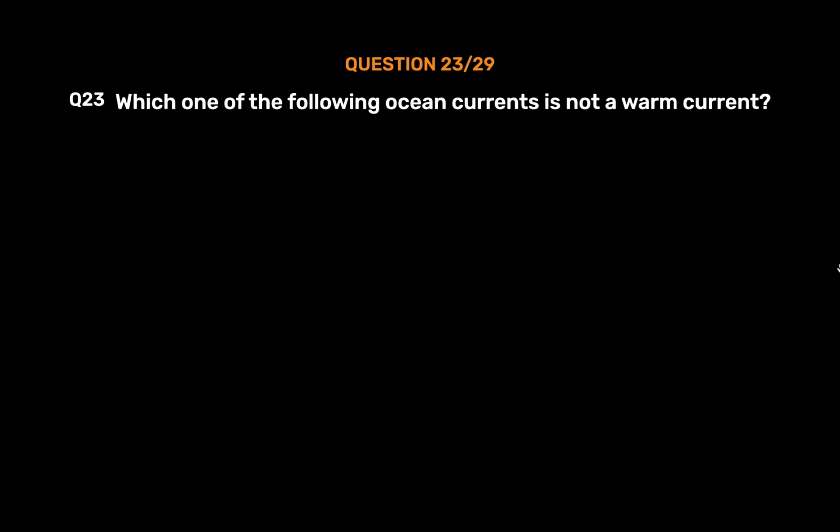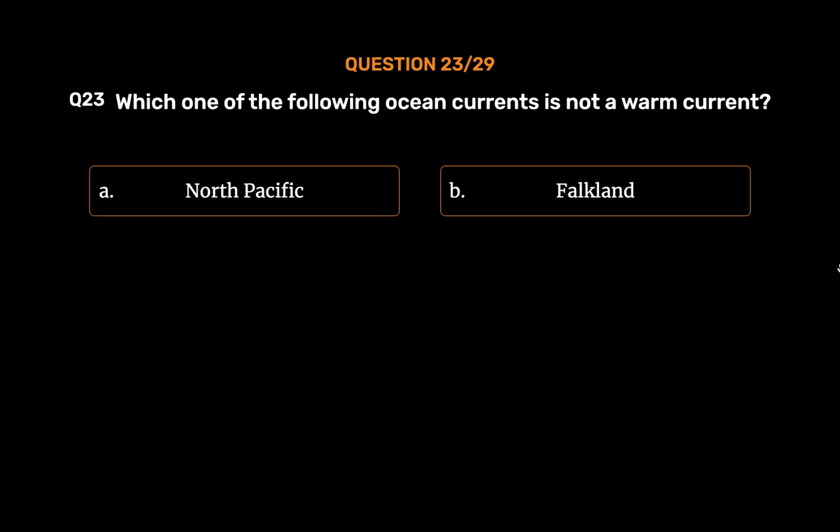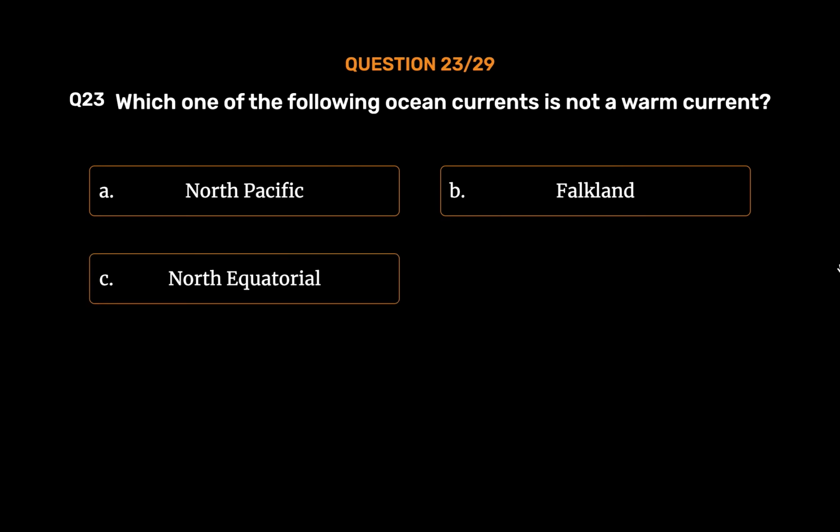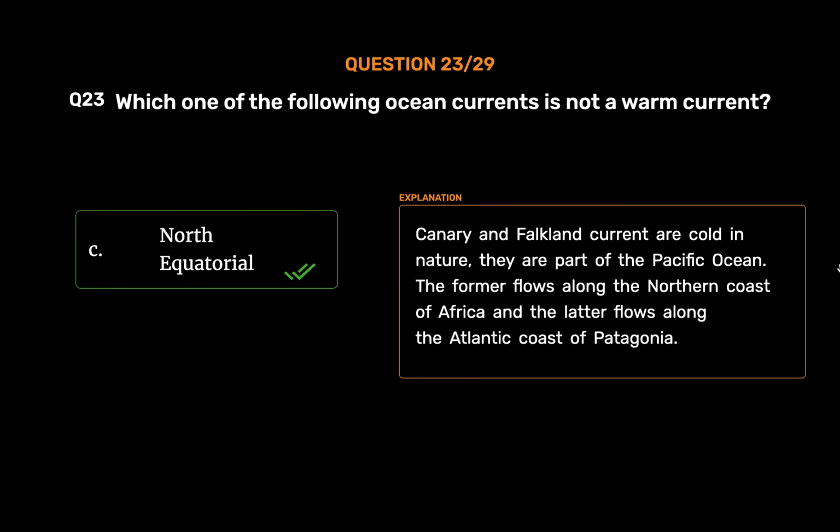Which one of the following ocean currents is not a warm current? Option A. North Pacific. Option B. Falkland. Option C. North Equatorial. Option D. Canary. The correct answer is Option C. North Equatorial. Canary and Falkland Current are cold in nature.